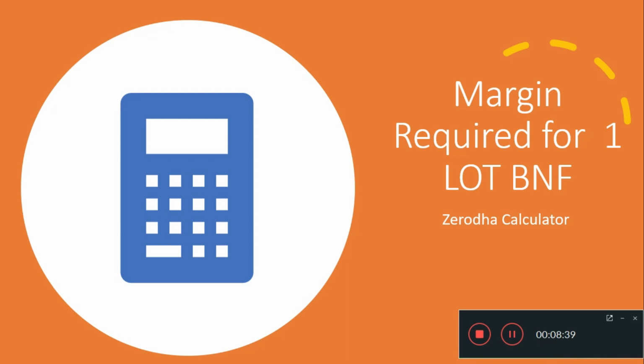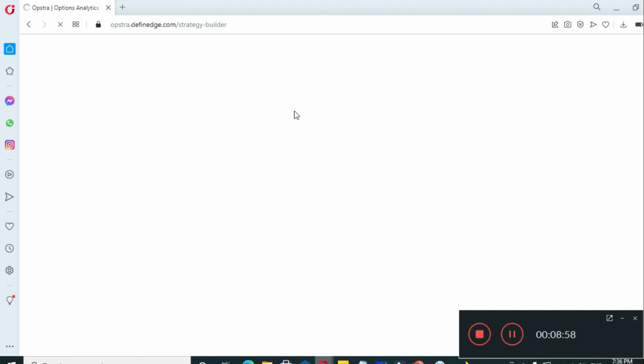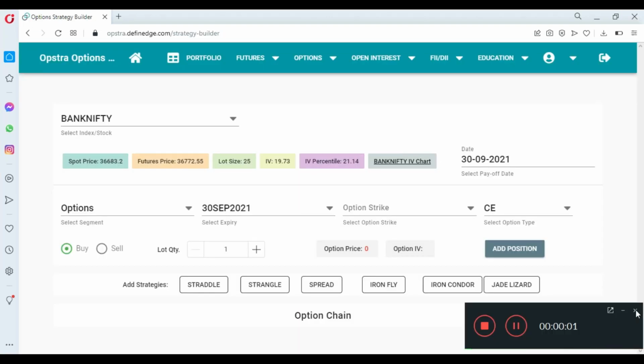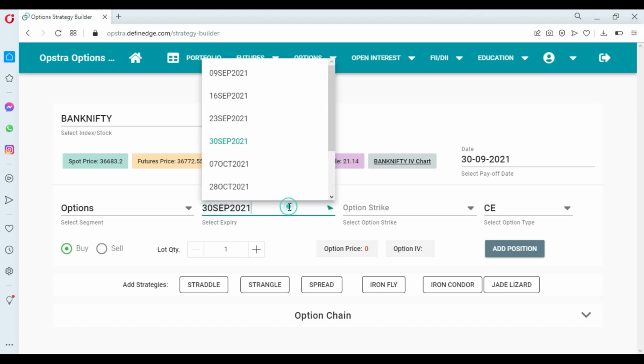Before we go to this, I'll just tell you how we can plot the graph and what the margin required for this is. So let me show you that. Okay, so I am on the Opstra website. Let me show you how you can plot it. Here I'm on the Opstra website, so I'll just show you how you can basically do an Iron Fly. From here I'll select the instrument as Bank Nifty, and you can see the select expiry, maybe this monthly expiry. I will select 30 September.